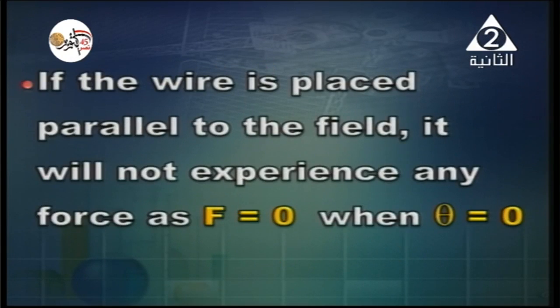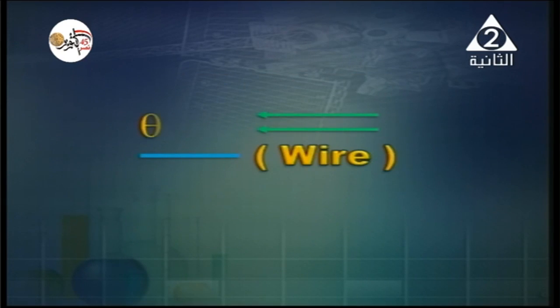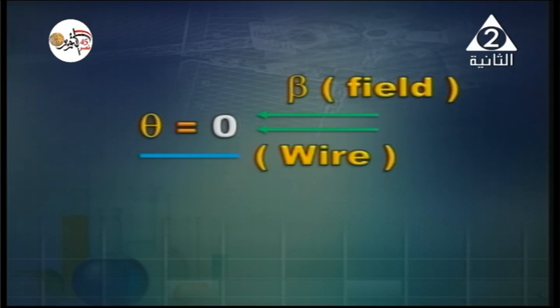If the wire is placed parallel to the field, it will not experience any magnetic force. The force is then equal to 0. Why? F is equal to BIL sine theta. Theta equals 0, sine 0 equals 0. This happens when the wire is placed parallel to the field. Field lines are parallel to the wire, so the force is equal to 0.